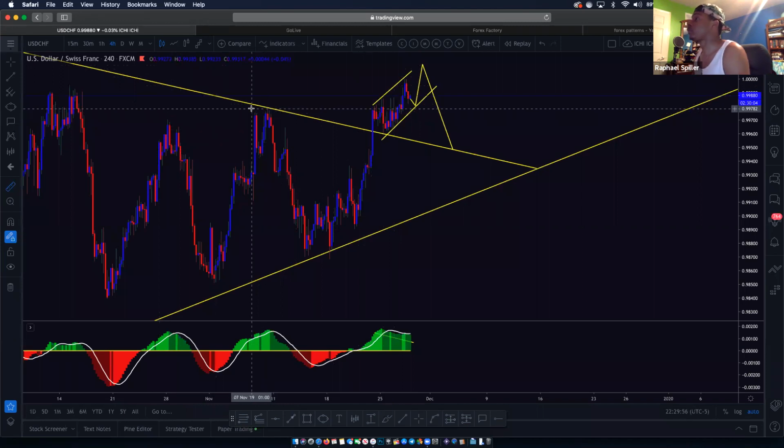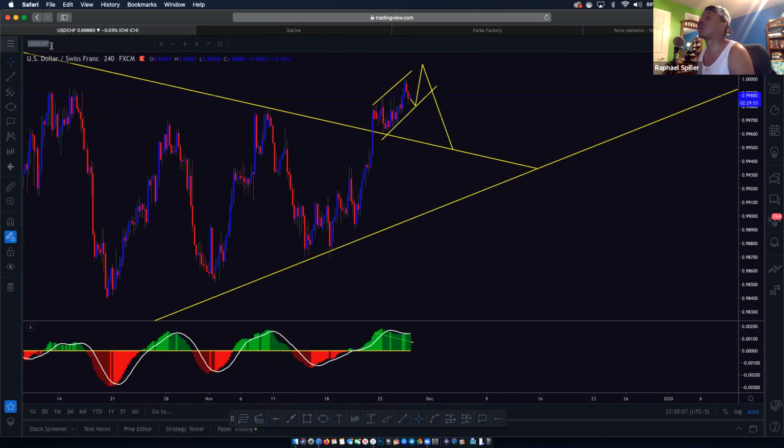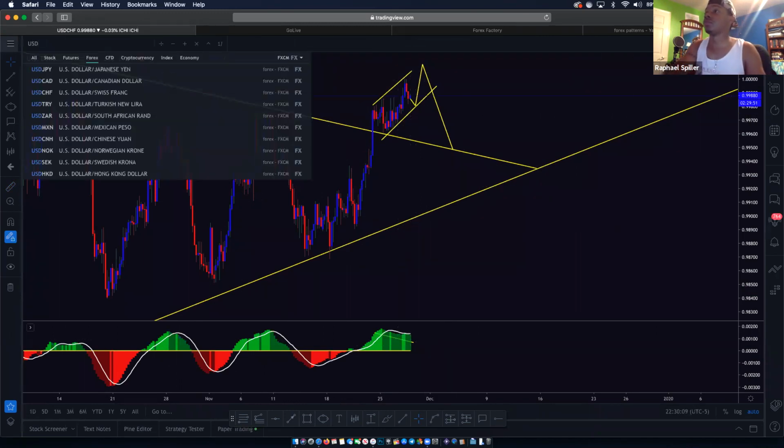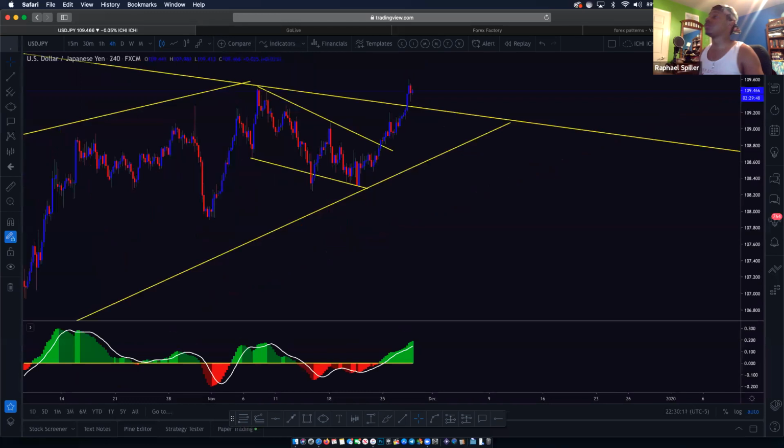Sorry about that, you guys. Got a little sick over the weekend. Yeah, that's USD Swiss franc. It's rising, and then we're expecting a drop. USD JPY.